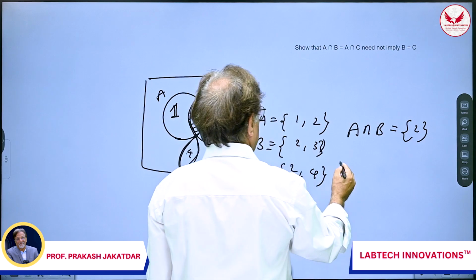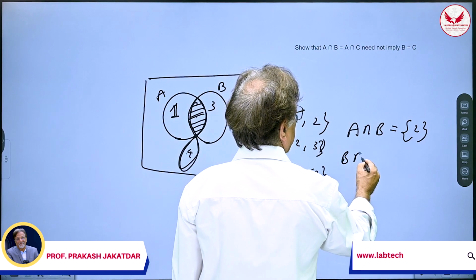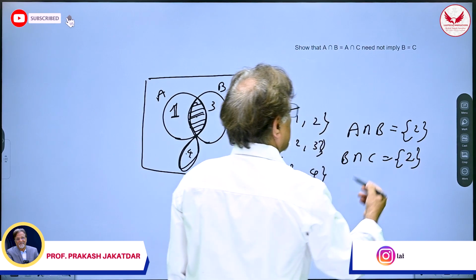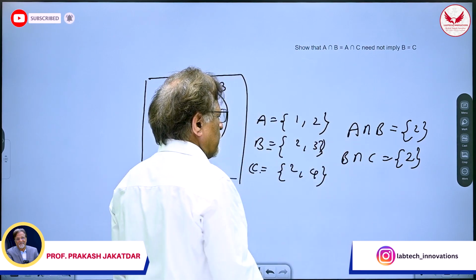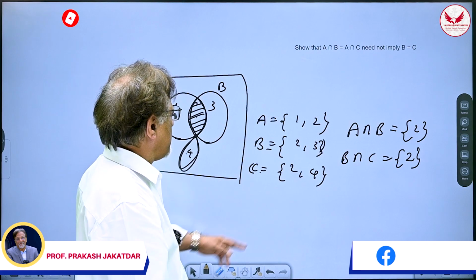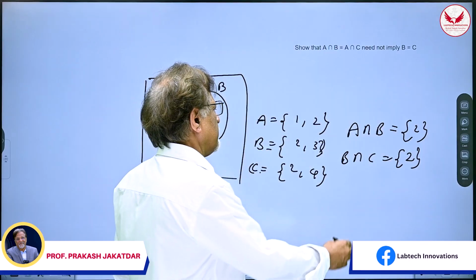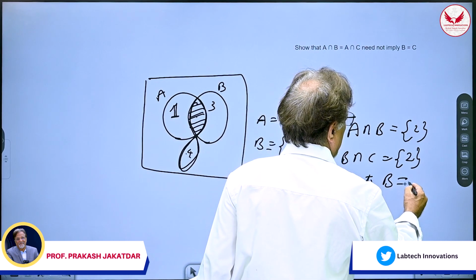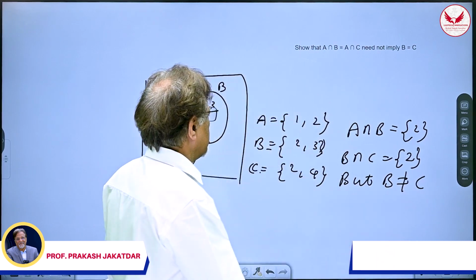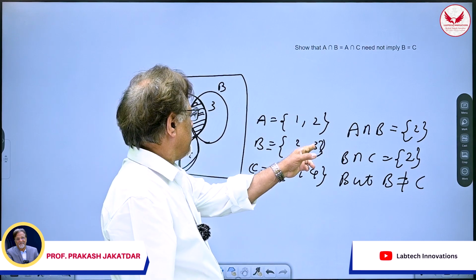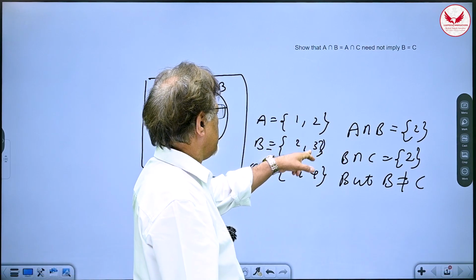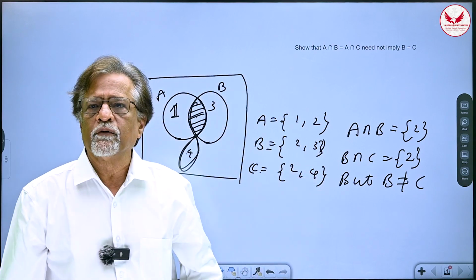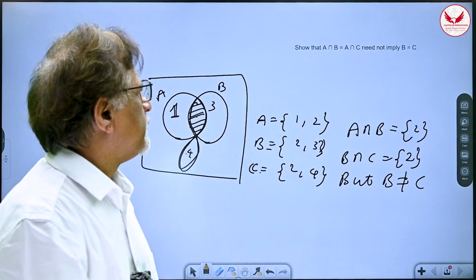Now, what is B intersection C? B intersection C is nothing but 2. So, here A intersection B is equal to B intersection C. But does that mean B is equal to C? Right? But clearly B is not equal to C because there is an element in B which is not in C. For example, 3 is not in C. For example, 4 is not in B. Therefore, we have proved that the statement is true.